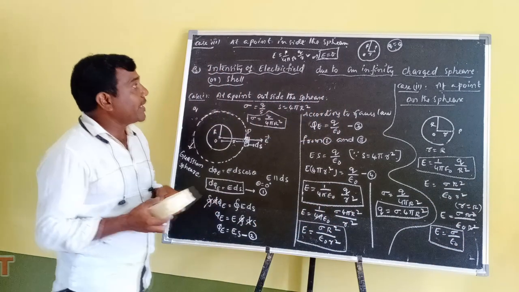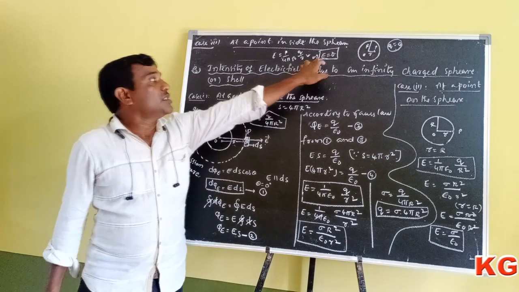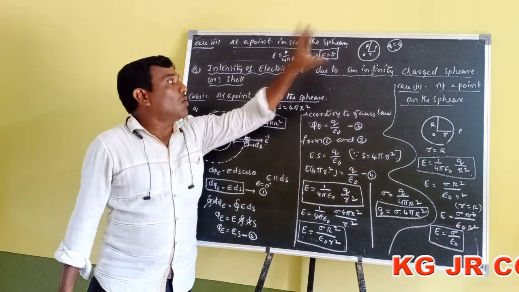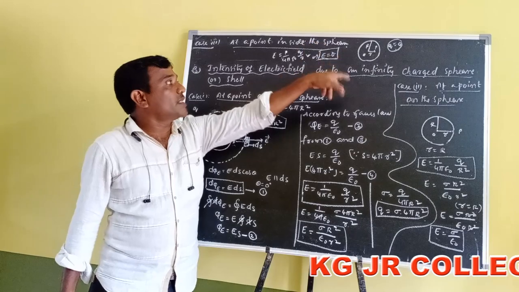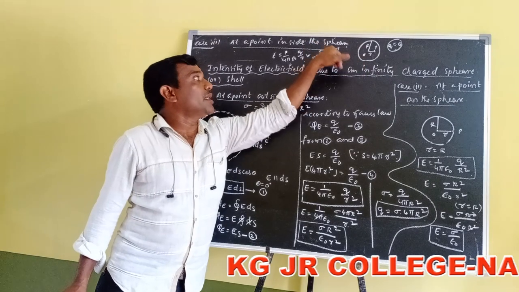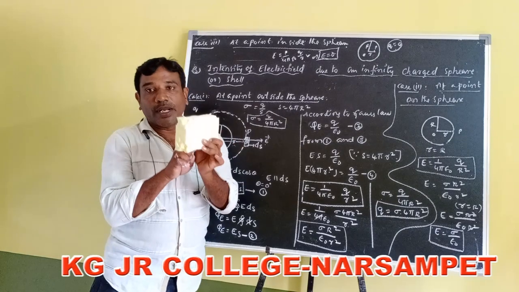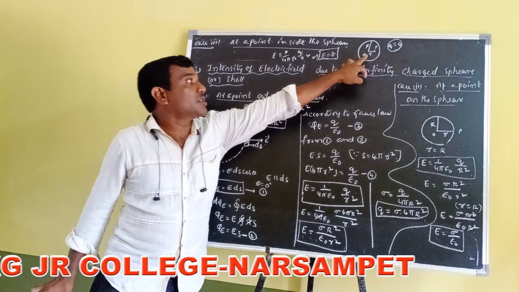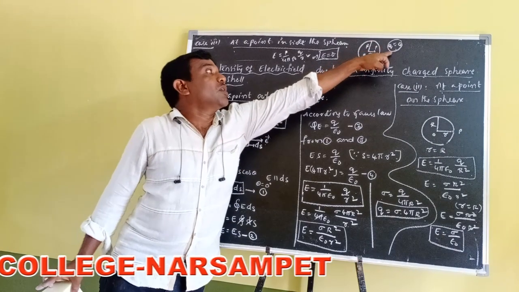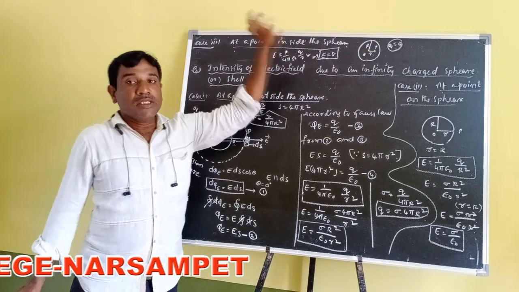But at a point inside the sphere, E is equal to 0. Why? Because no charges are present inside the sphere, so E is equal to 0. The charges are formed only on the surface of the body. No charges are present inside, then Q is equal to 0, then E equal to 0.